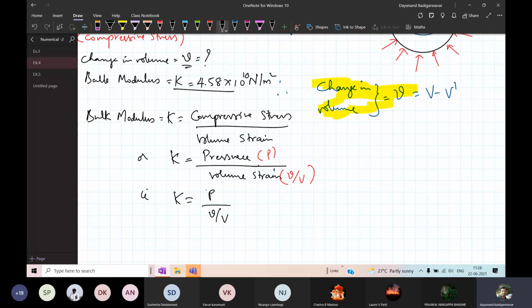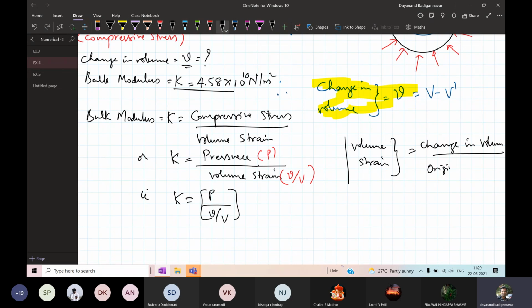Volume strain I will write here. Volume strain is nothing but the change in volume divided by the original volume. The change in volume is small v and the original volume is capital V. In the theory class I have taken it as negative, but here it is not necessary because we are calculating the magnitude only. So it's okay if you leave the negative sign and rearrange it for this v. We want the change in volume.